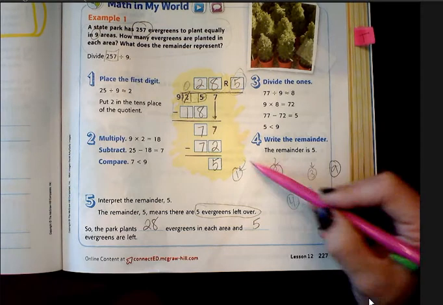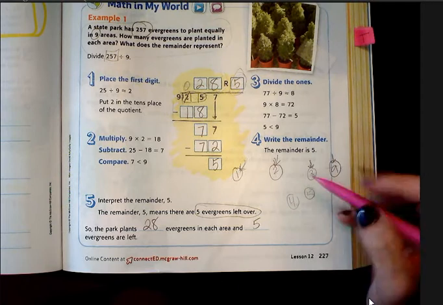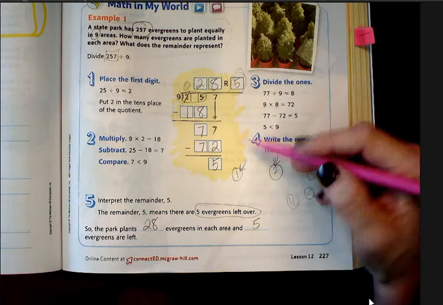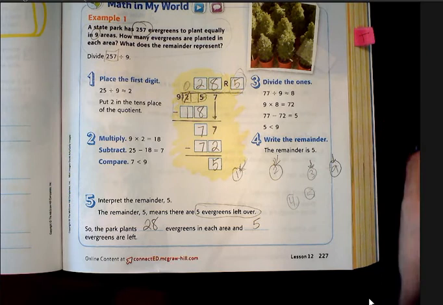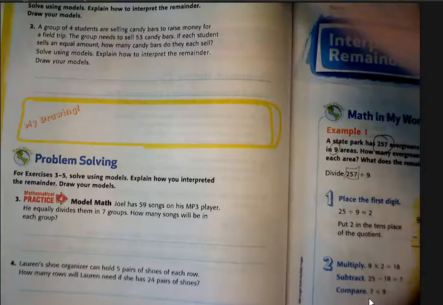You can't divide those 5 equally into 9 groups because it wouldn't be fair. If there are 9 people in your family and your mom only has 5 pieces of candy, it wouldn't be fair to give 1 to the first 5 and not to the others. So we cannot divide it equally. That's what makes it the remainder. Let's do a few more of these problems.